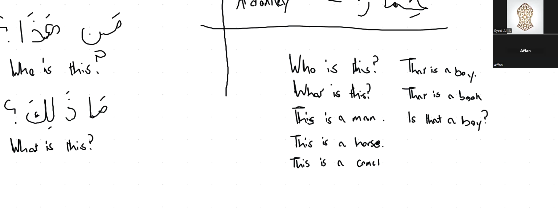So when we have these type of questions, remember, you would use ma for what, and we'd use man for who, right? And for is that a boy, or those sorts of questions, like is that, or are you, or am I, those sorts of questions will come from the word hal, right? So now this is the homework that you have. It is due when we see each other next time, which is going to be tomorrow.